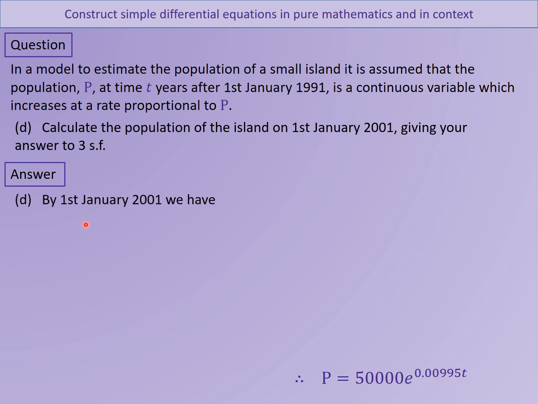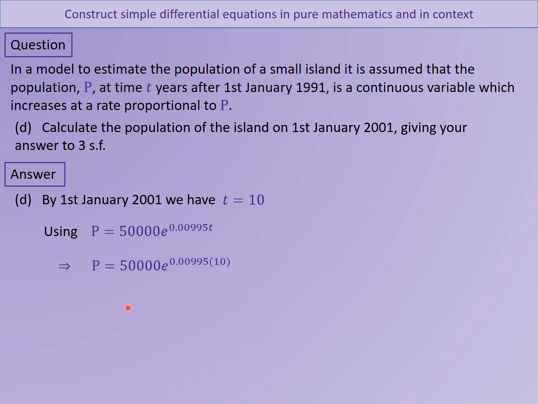So by the 1st of January 2001, we've got the t value equaling 10, it's 10 years after 1991, and we don't know what the population is though. But what we can do is substitute it into our new formula. So we're substituting it in just there for t, and once I've done that, the population is going to be 50,000 e to the 0.0095995 times by 10, and there we go. The population in 2001 should be about 55,200.